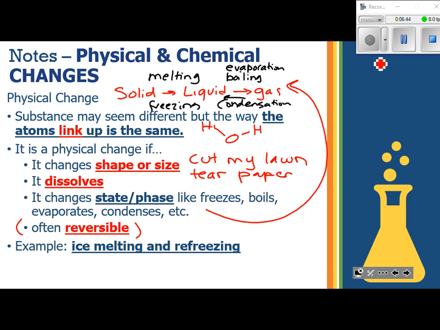But again, if I tear paper, I can't get my paper back again necessarily. So that one's kind of, I'll put that one in brackets just because it's not always the best example, but sometimes it helps to think of it that way. So examples are ice melting and then refreezing. Those are physical changes.